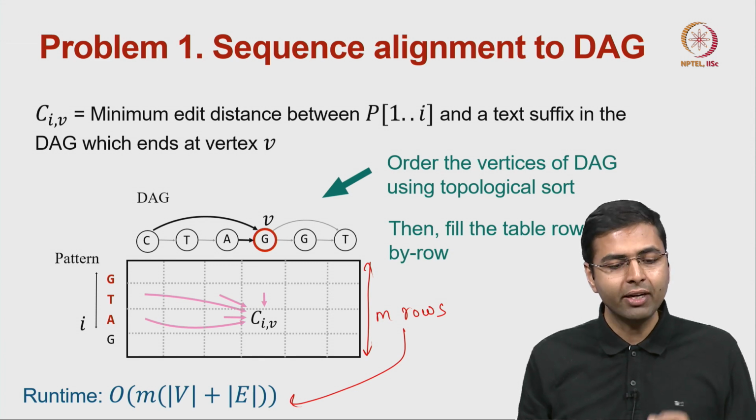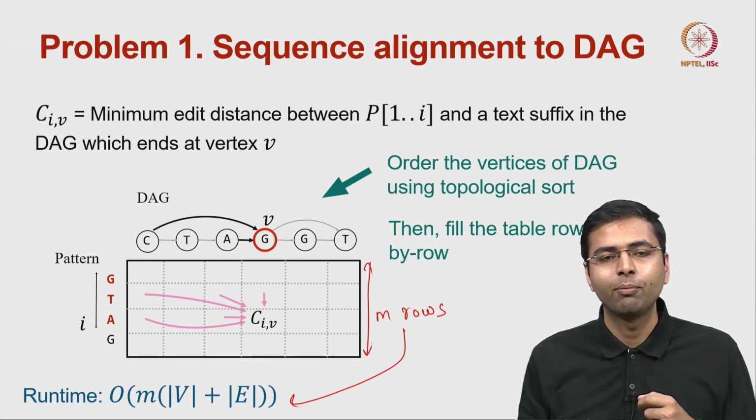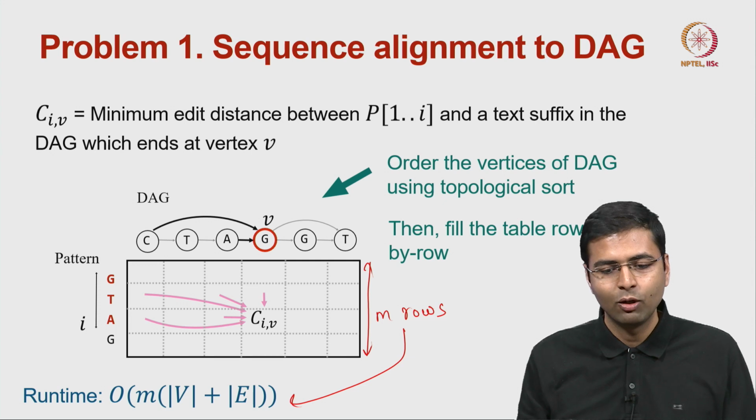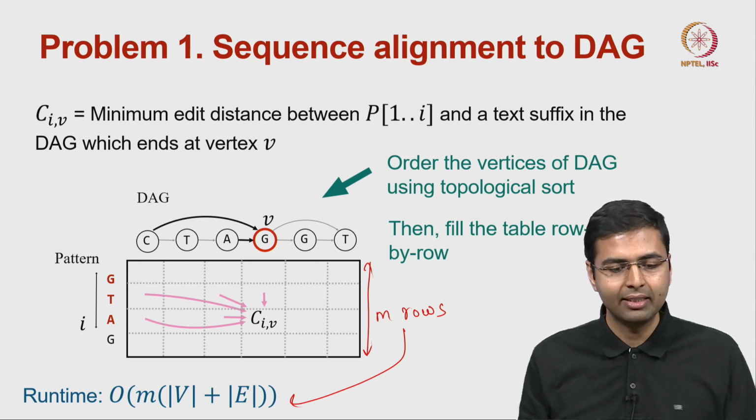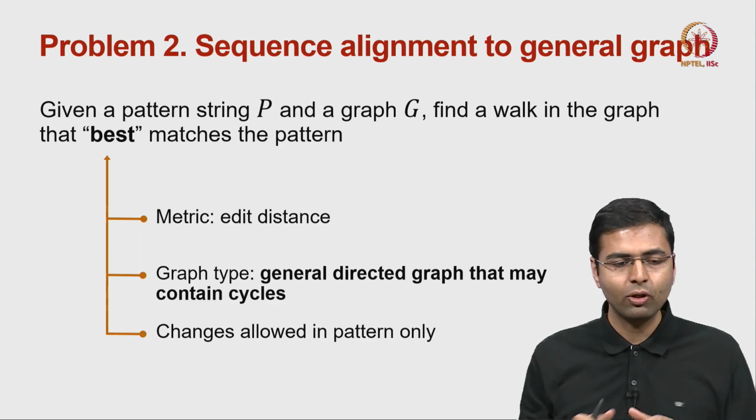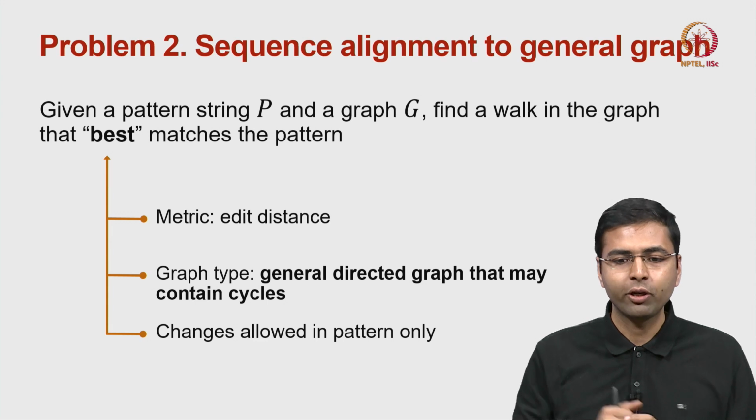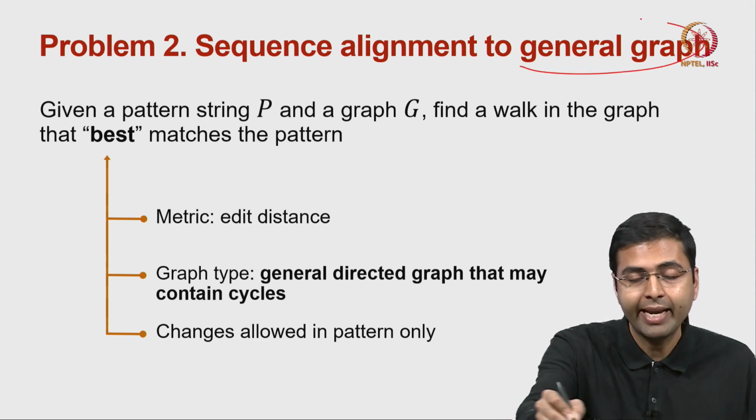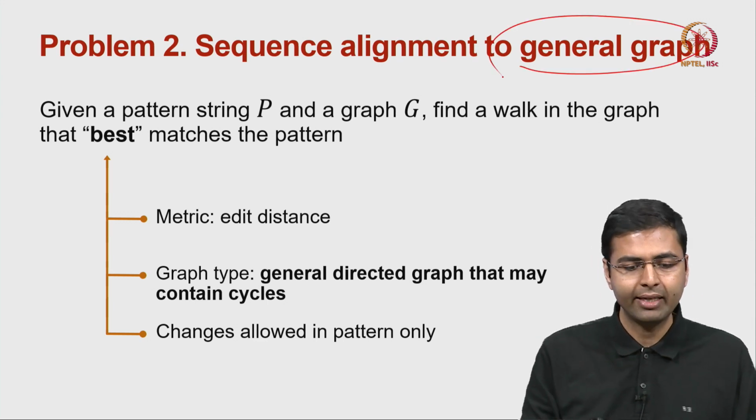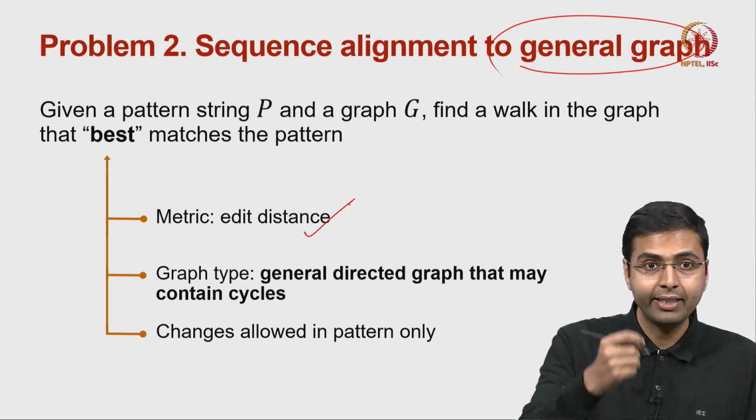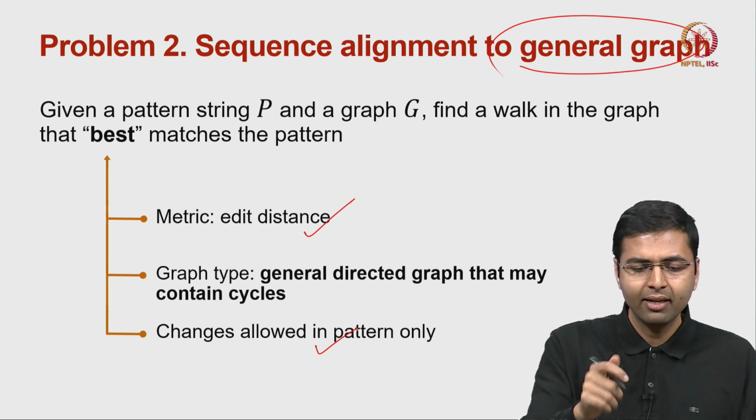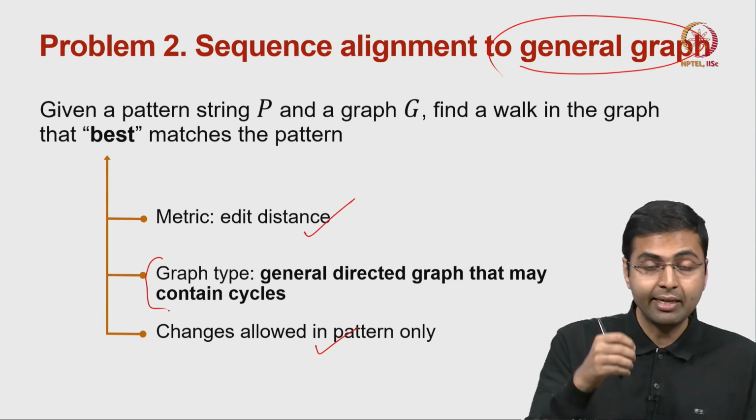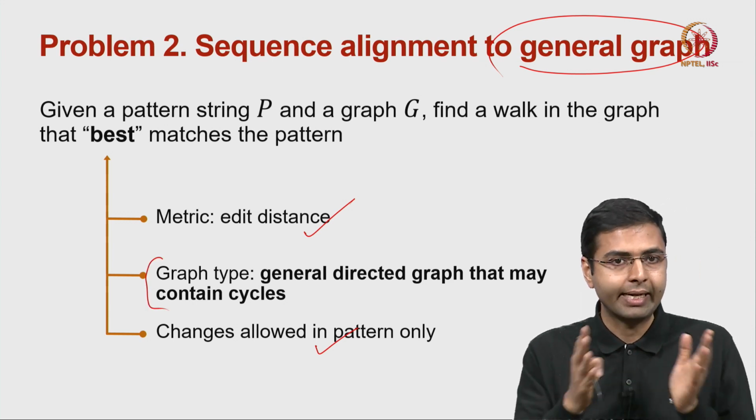Now, can you guess if the graph was cyclic, what problem would occur? Why would the same algorithm not work for cyclic graphs? Well, let us discuss this in the next slides. So, let us move to problem 2, where your input graph is a general graph that can also have cycles, right. Same setting as before, we are considering edit distance, we are only allowing changes in the pattern, and this time you have a general directed graph which can also contain cycles.